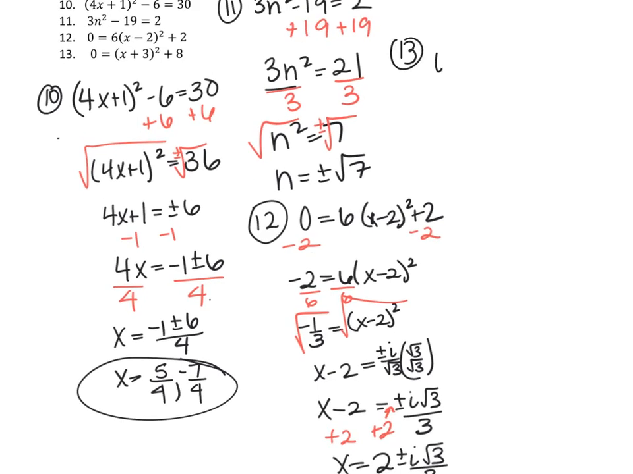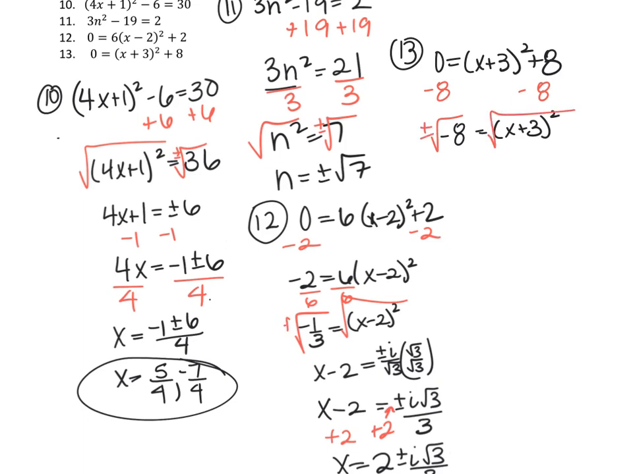And then number 13. Zero equals x plus 3 squared plus 8. I'm going to minus 8. And we get -8 equals x plus 3 squared. And I'm going to plus or minus the square root on both sides. So I have 8 is 2 and 2 and 2. So there's plus or minus 2i square root 2. It's i because it's negative. And then I'm going to subtract 3. And it's in front. So -3 plus or minus 2i square root 2 equals my x.